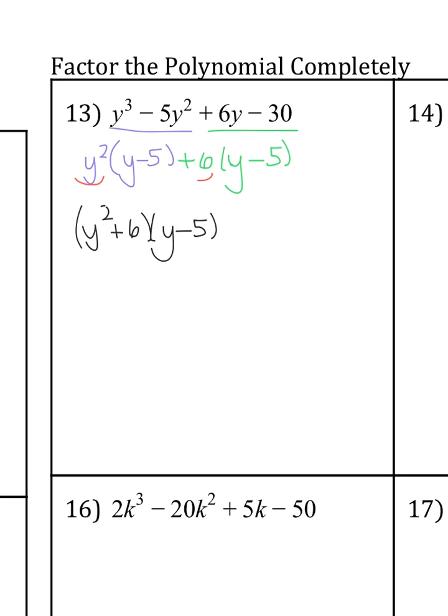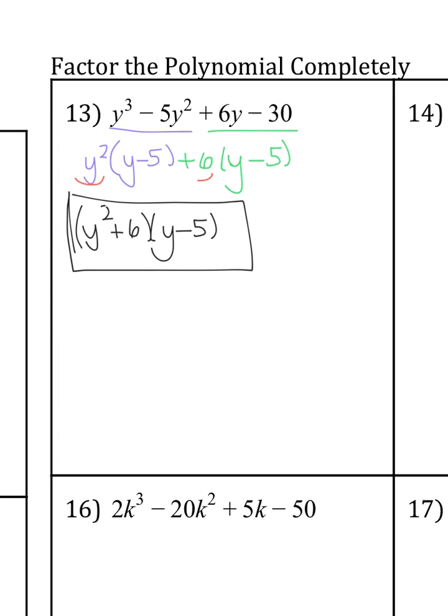So this is y squared plus 6, and it's multiplied to y minus 5. Then you take a look if you can factor out this front one, and we can't, so we're going to leave it as is, and so this is completely factored. So if you recall, this is just distribution, and remember with distribution you can always go the other direction as well, so that is what is happening here.